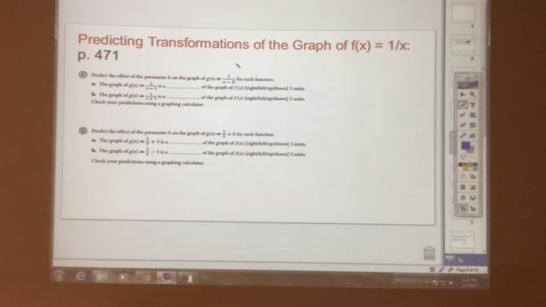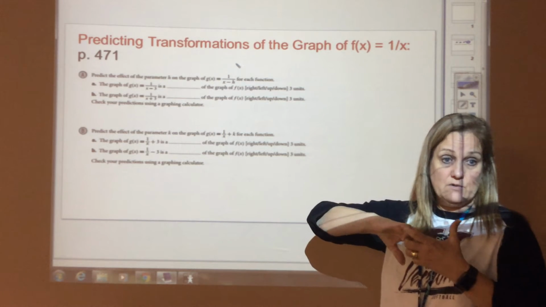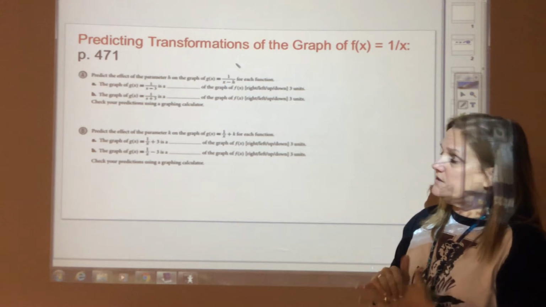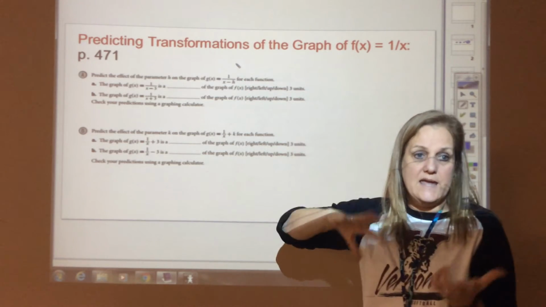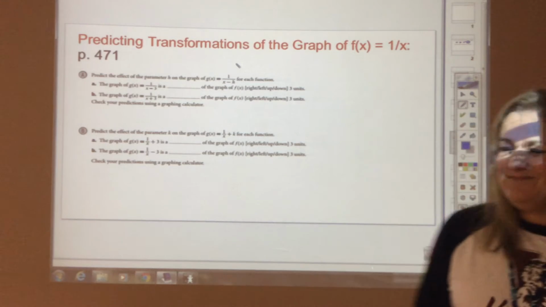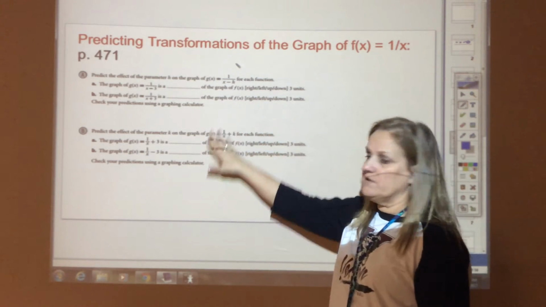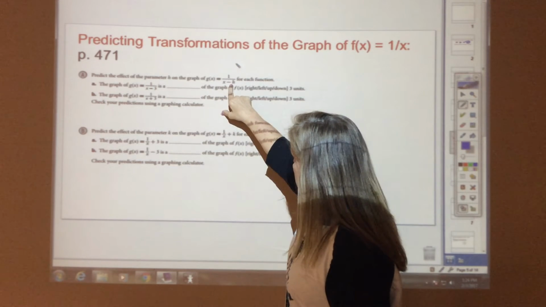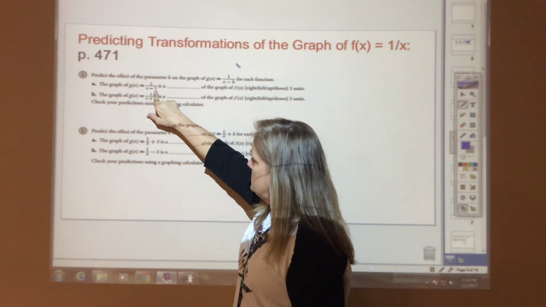All right, page 471. Now what we're going to do is take that parent function and start transforming it. If you have your cheat sheet from when we first did transformations, you can use that. So we're going to add H's and K's and A's and B's. We're going to fill in the questions on page 471. So we're going to take the regular graph and add an H to it.